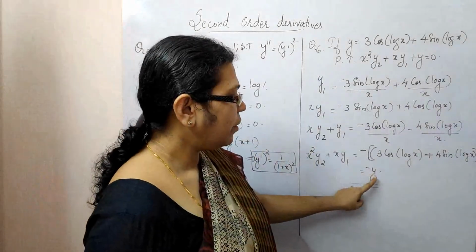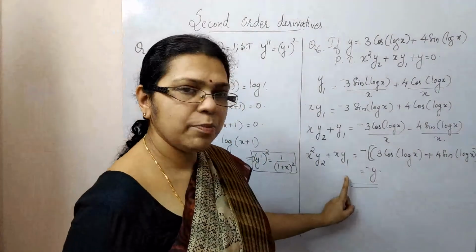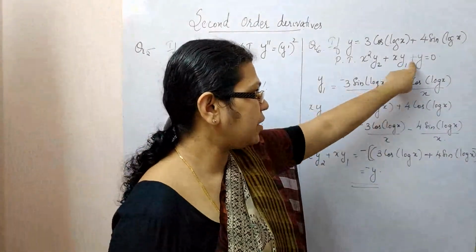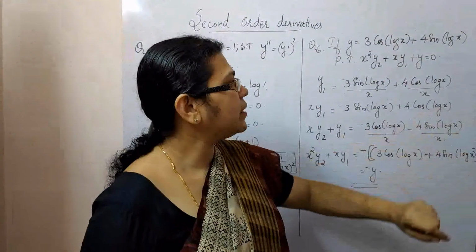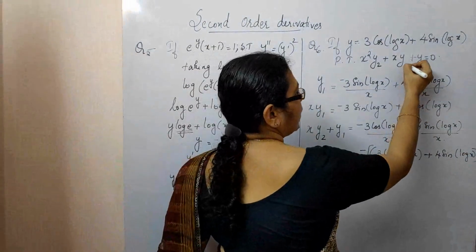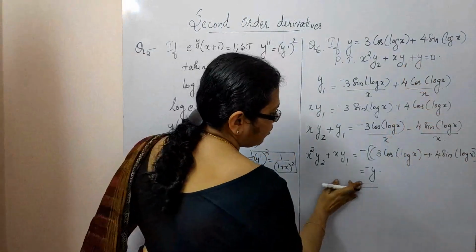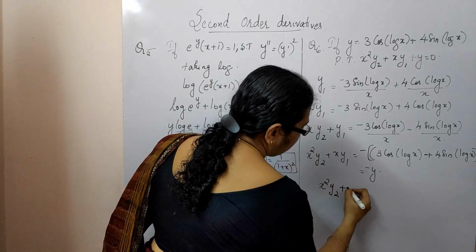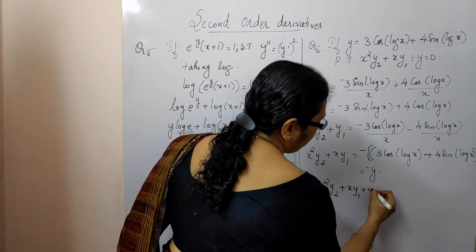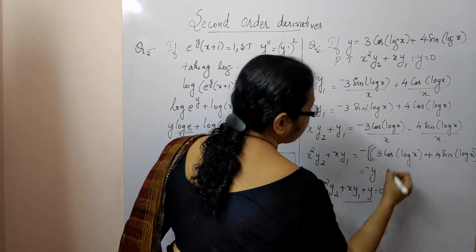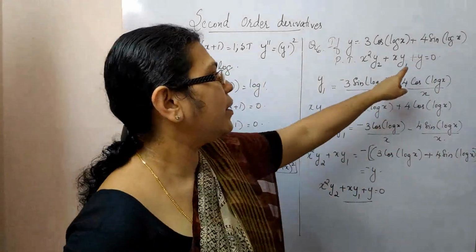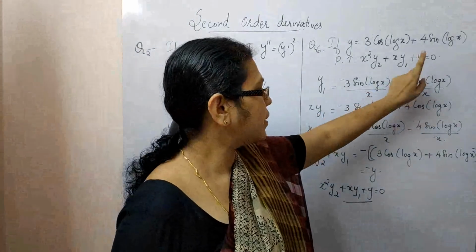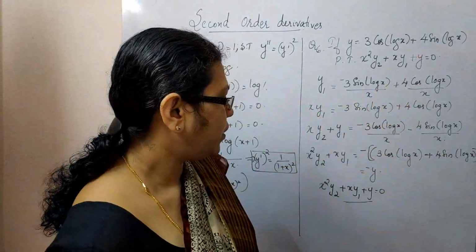Minus of y. When minus of y is brought this side, you get plus y is equal to 0. There is a correction there in the question. It was plus y is equal to 0. So here it is y1. When I bring this y dash this side, x square y2 plus x y1 plus y is equal to 0 as it is required. Okay, when I wrote the question, plus y was not there. Now it is correct. Plus y is equal to 0.